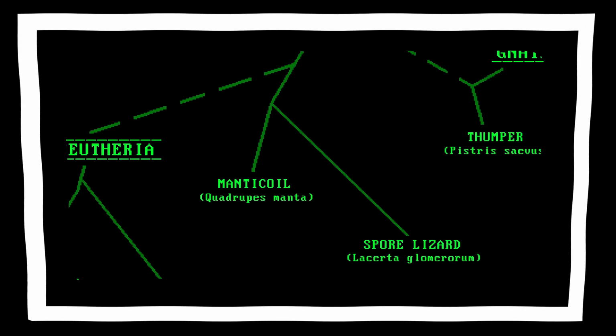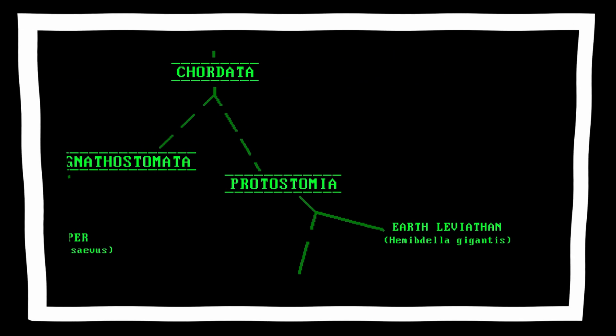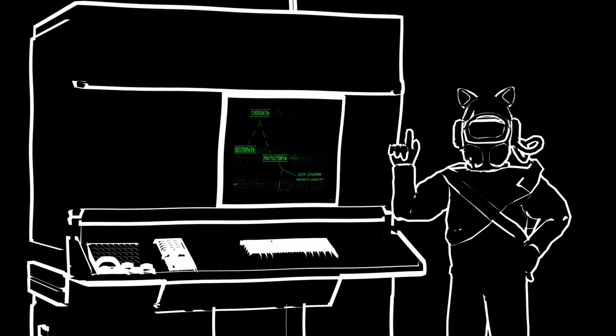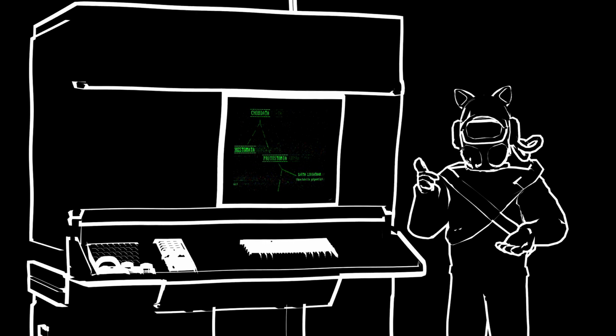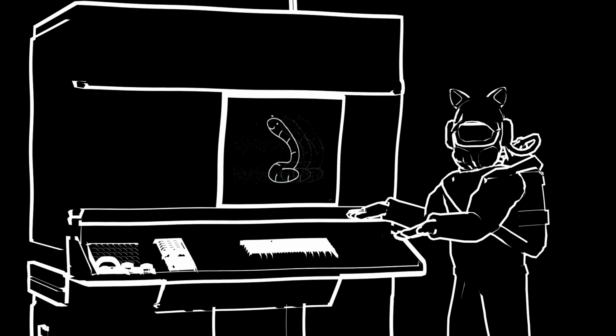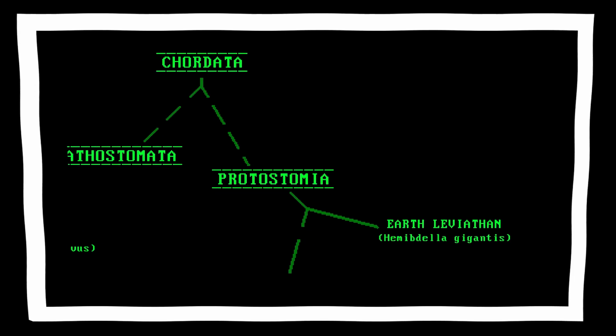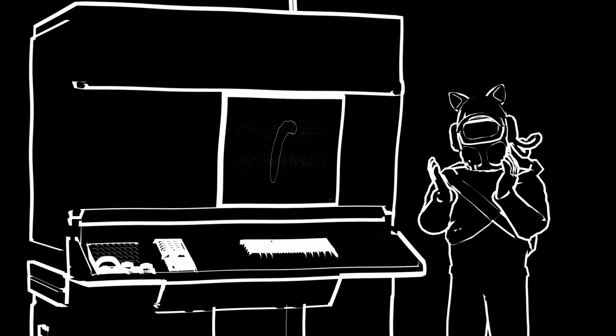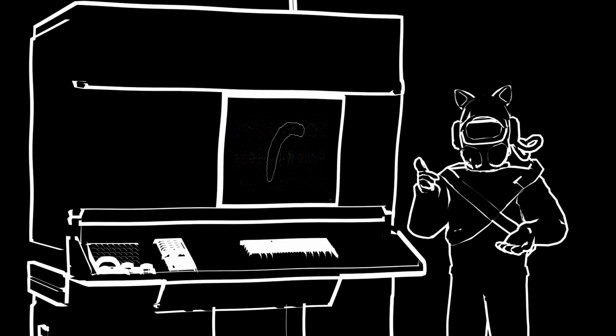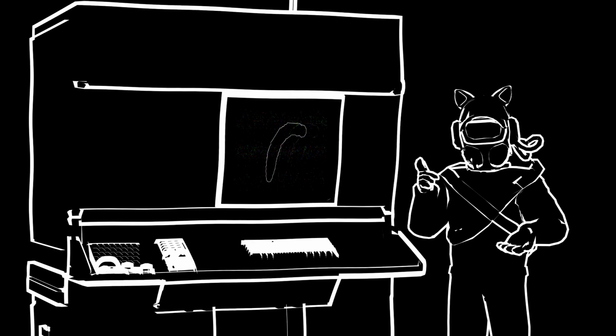We go to the right now and we see Protostomia, and Protostomia means the mouth developed before the anus, and this means that it includes worms and arthropods and mollusks and all that good stuff. Starting off with another branch off, we see the earth leviathan, which is known as Hemibdella gigantis. This is basically a supersized worm in terms of evolution. It just really grew in size.